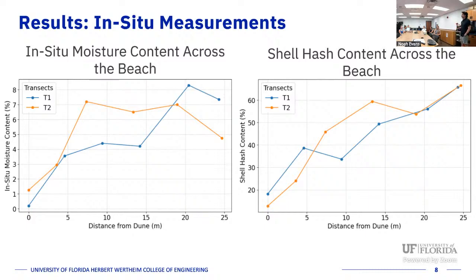Looking at our shell hash content, we see an increase as we go from the dune to the water line, and it actually keeps increasing. So unlike the moisture content, it doesn't dip at the end, it continues increasing. And we're getting up to over 60%, where the shell hash is becoming the majority of this sample.